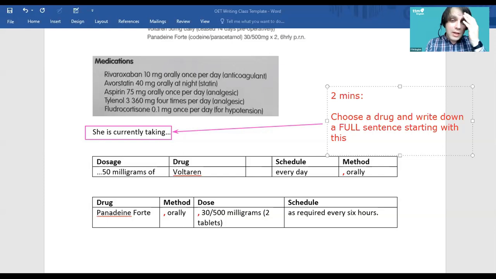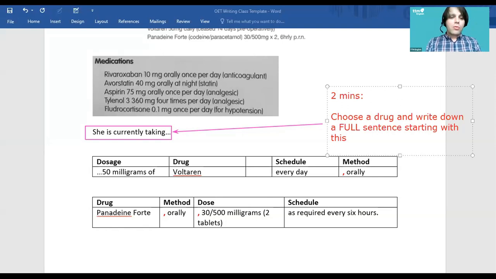Eugenia, I haven't asked you many questions. She is currently taking 10 milligrams every day orally. Eugenia, that's lovely, really, really good. My favorite one, Eugenia, is the one you just used there, okay? And Merlin, there's loads here. This is great, guys, okay?